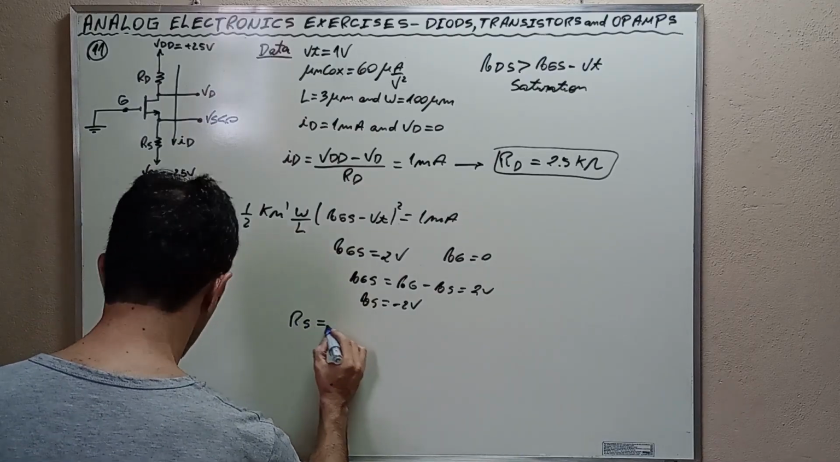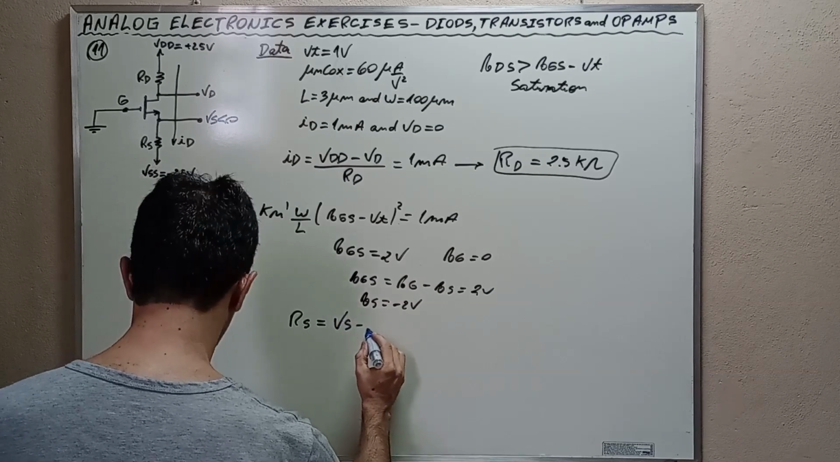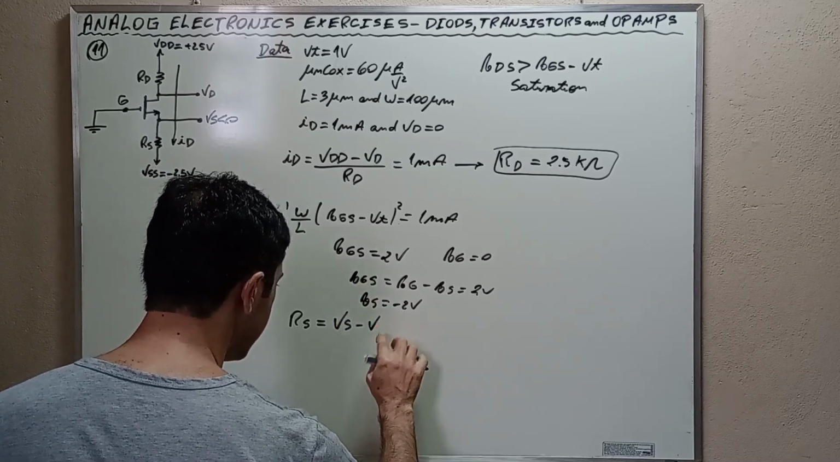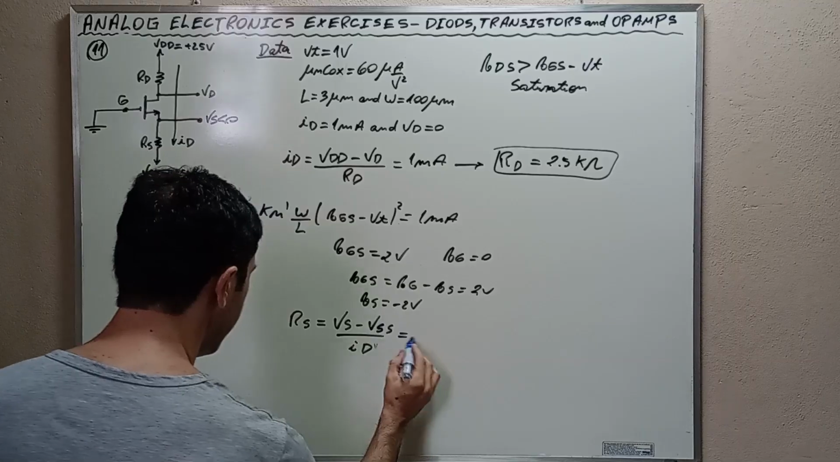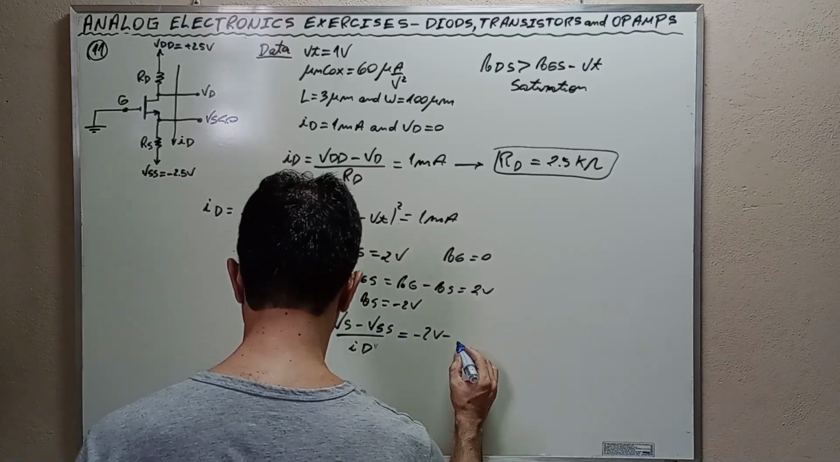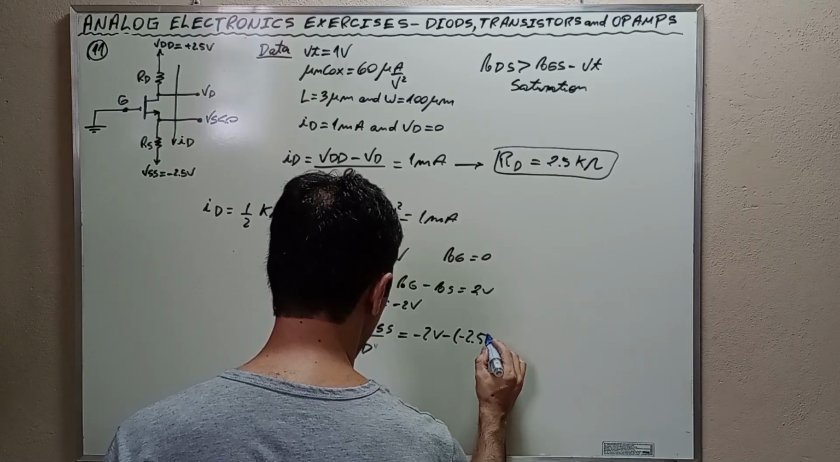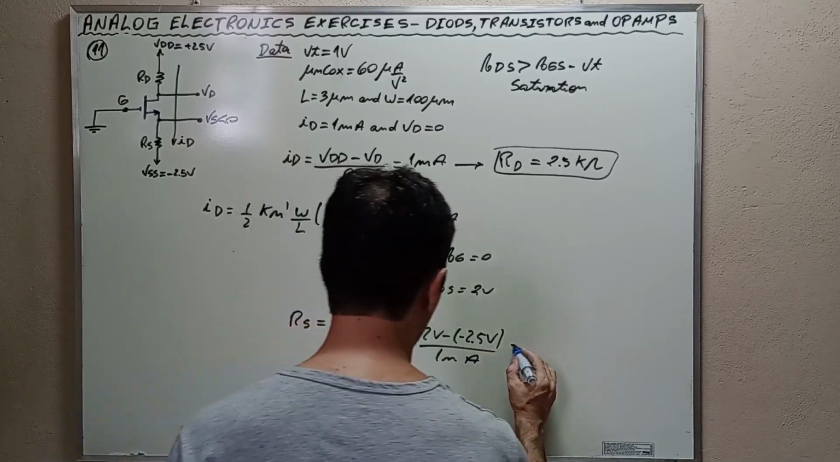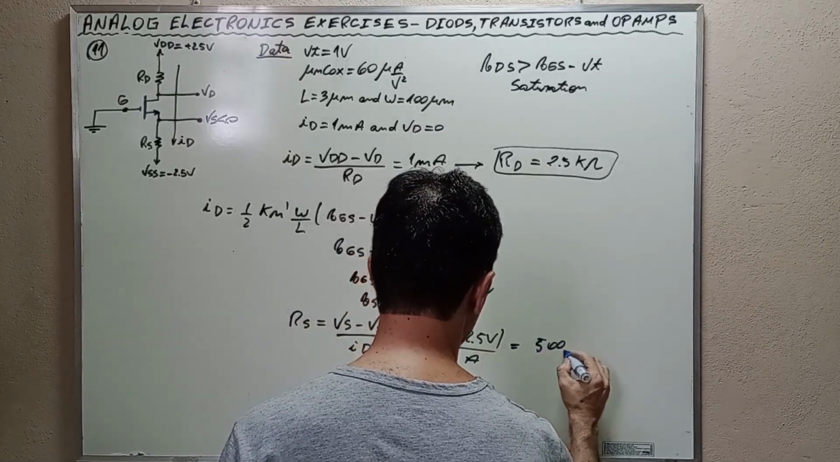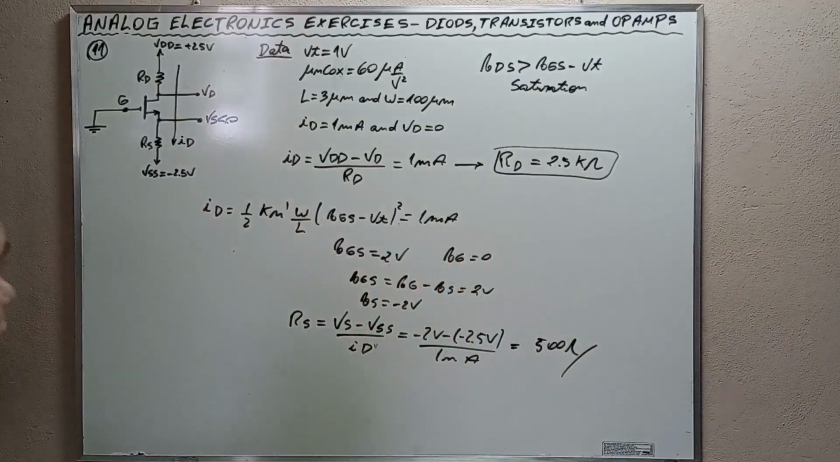Rs is equal to Vs minus VSS divided by ID, and this is equal to negative 2 volts minus negative 2.5 volts, all divided by 1 milliamp, and this is equal to 500 ohms. Okay, my friends, this is the value of Rs, and we've just calculated everything that the exercise wanted us to calculate. Let's move on to exercise 12.